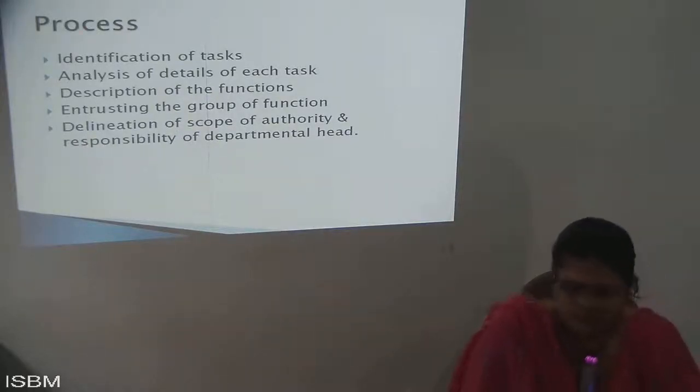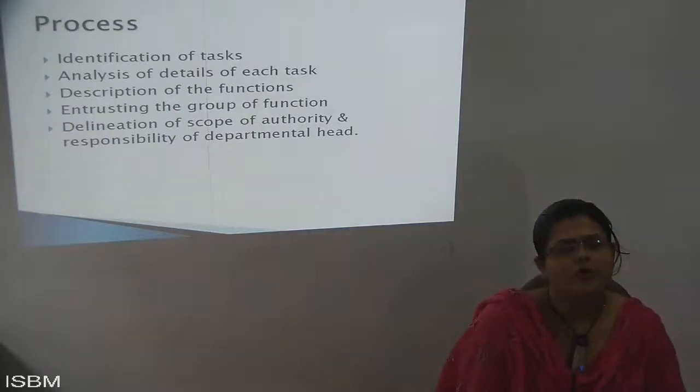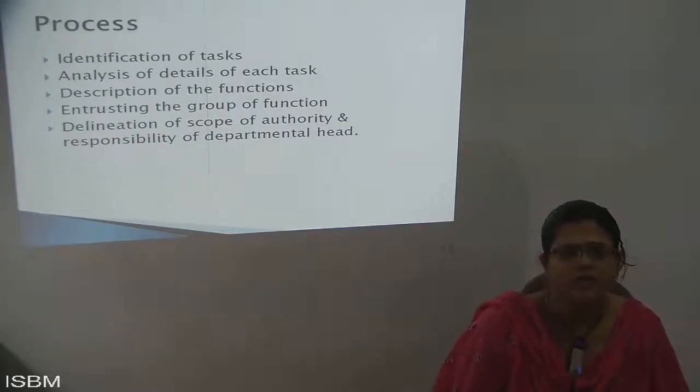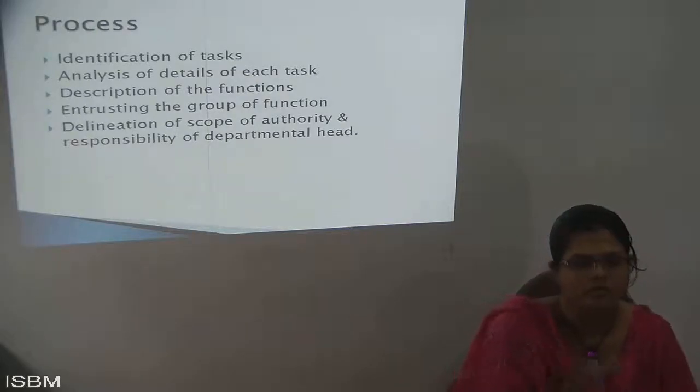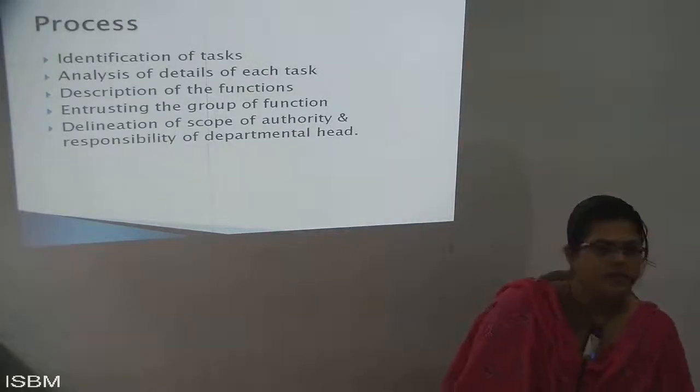Now, first is identification of a task. First, whether you are in marketing, finance, HR, operations, or support, whenever you are in a department, you need to know the process and how you start the department. You should know the task. What is my work? Task means work. I need to identify what my work is, how I need to start it and how I need to wind it up.